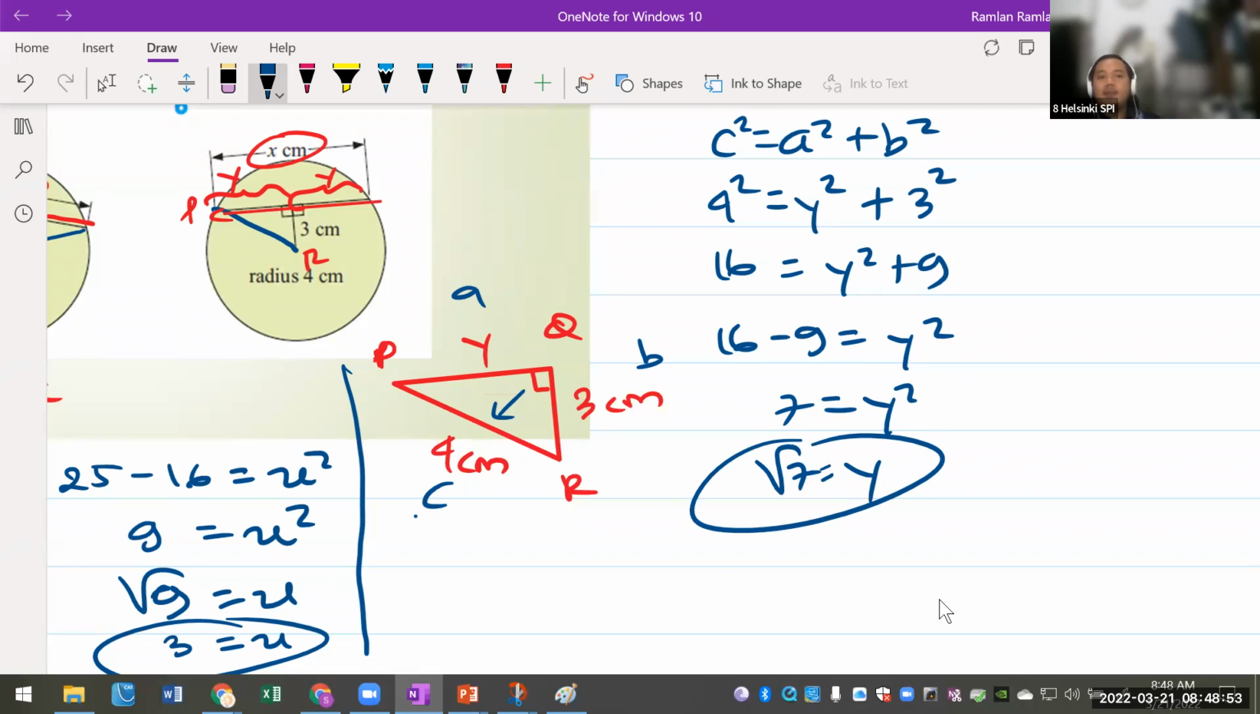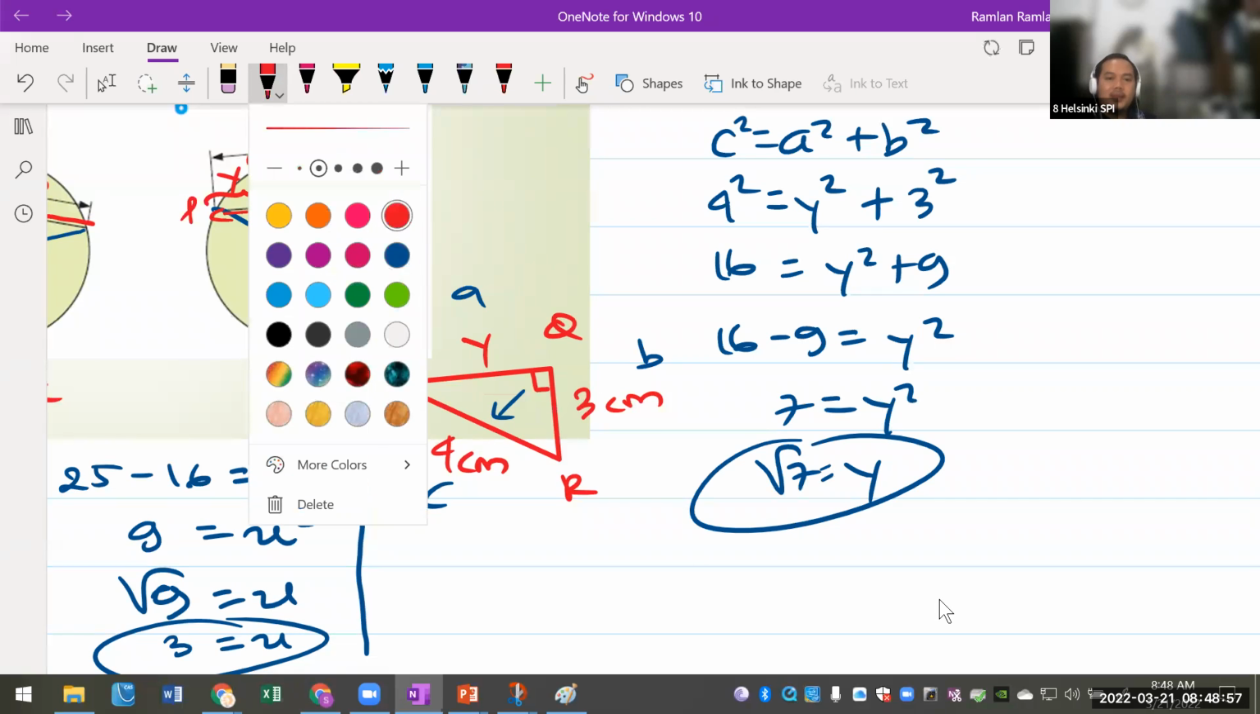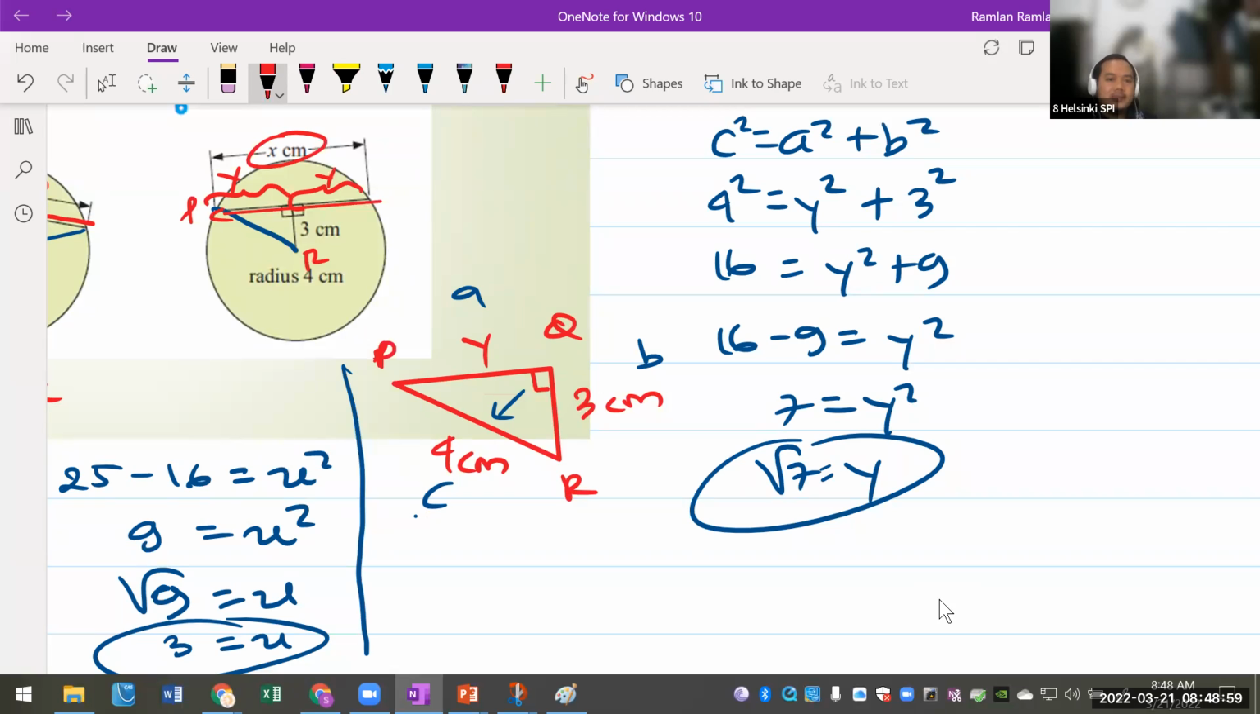But we're not done yet because we need to find the X. Because we know that X is twice of that, X is going to be equal to 2Y. Because Y is the square root of 7, that will be 2 square root of 7 centimeters. And here we go.